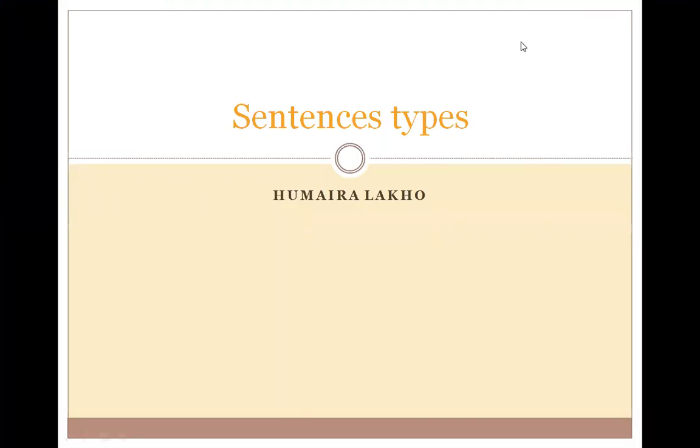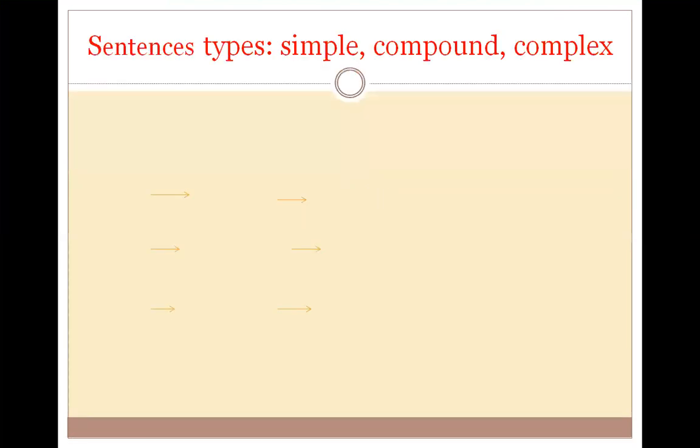Okay, today we are going to discuss sentence types. As previously I have told you about the exclamatory, declarative, imperative sentences. Today we are going to move forward and see the differences between simple, compound and complex sentences. What is the main difference between simple, compound and complex sentences?